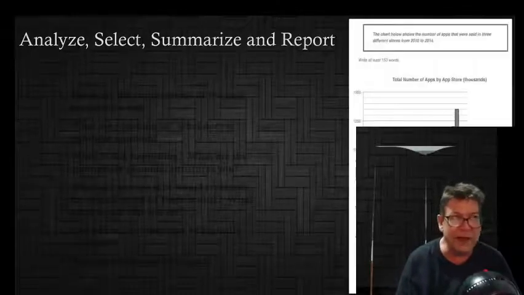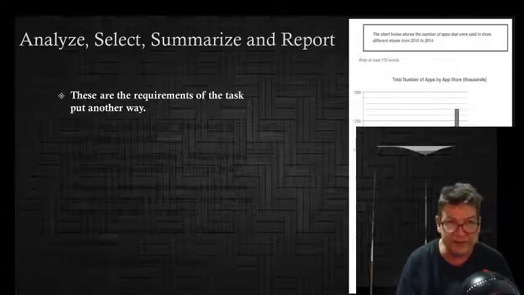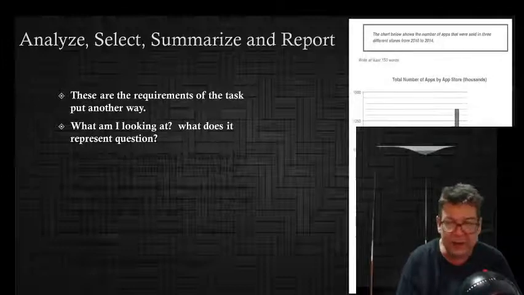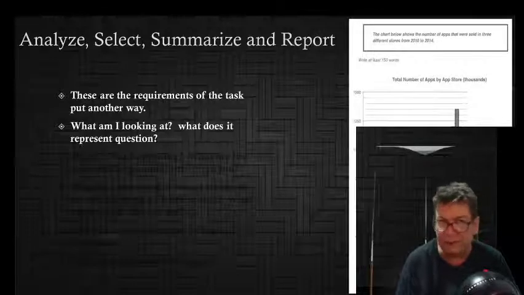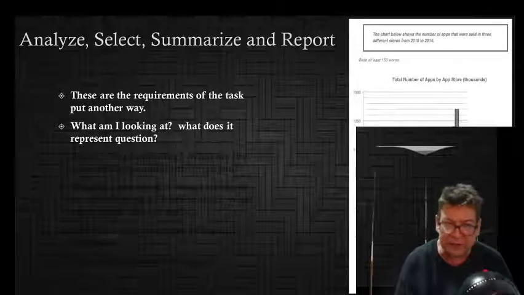Now, what am I looking at? What does this represent? Remember, you're not comparing graphs. You're comparing things in the real world that the graphs represent. What do I mean by that? You wouldn't say, this line is 20% longer than that line.